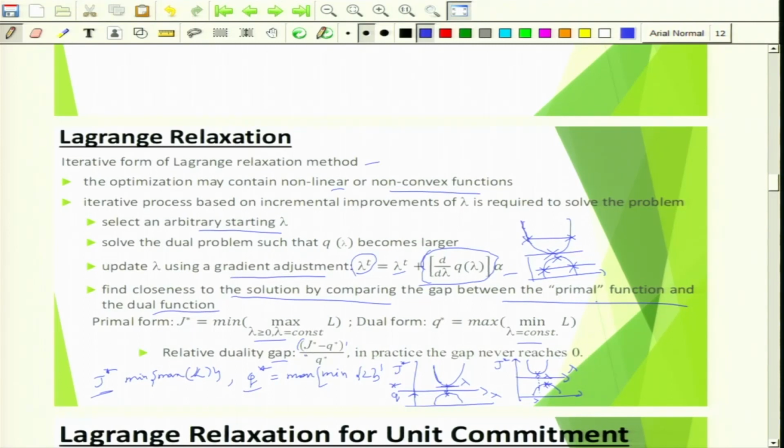So ultimately we are trying to find the gap between the primal and dual form. That means we are finding that optimal lambda which gives the minimum value for the primal form and the maximum value for the dual form by iteration. We are trying to solve this by using iteration.